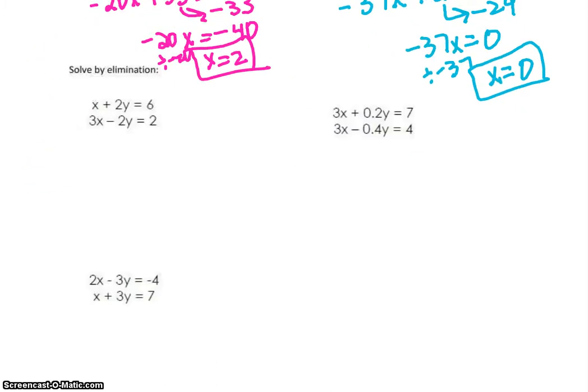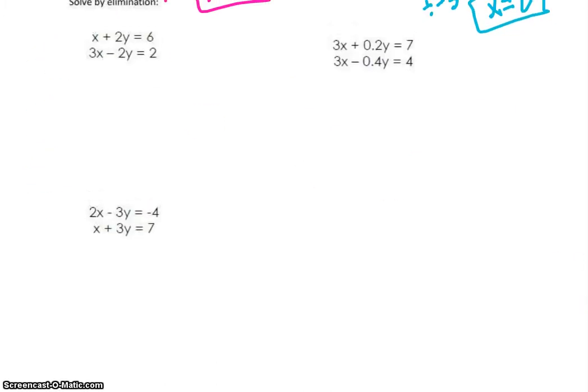Okay, so that was substitution. The bottom three are looking at elimination. They want something to cancel. In order to eliminate or cancel, one of the letters for each equation has to have the same number and opposite signs. So I have a 1 and a 3.